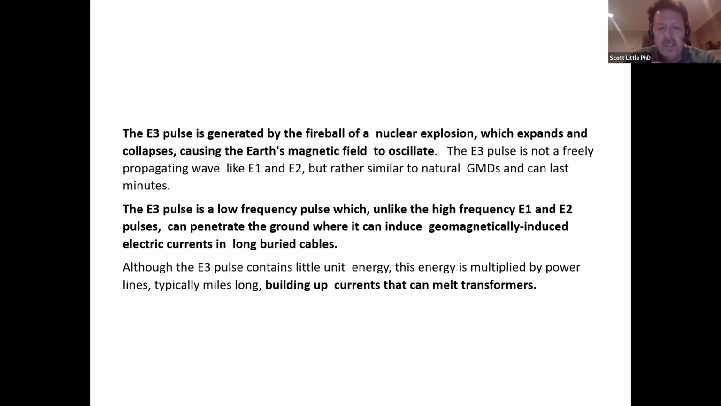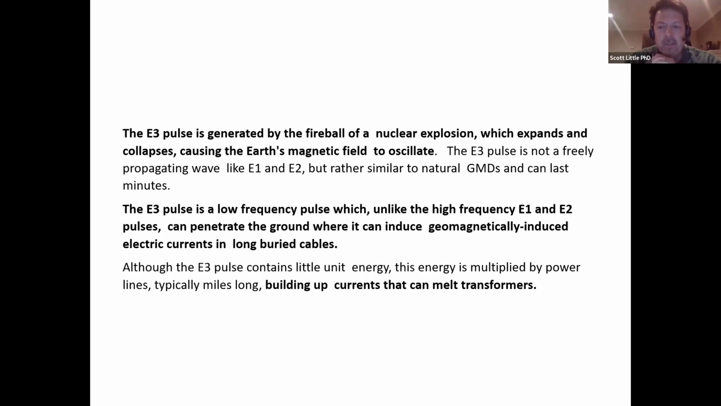And so the E3 can actually penetrate through the ground, but when it does that, it's going to induce currents in buried cables. So underground cables are not necessarily safe from an E3 pulse. You think it would be. The E1 and E2, it doesn't do that. Again, frequency is too high. It'll just bounce off the ground. But an E3 will actually penetrate into the ground and can induce currents in cables that don't have any current running through them, which can affect a lot of different devices.